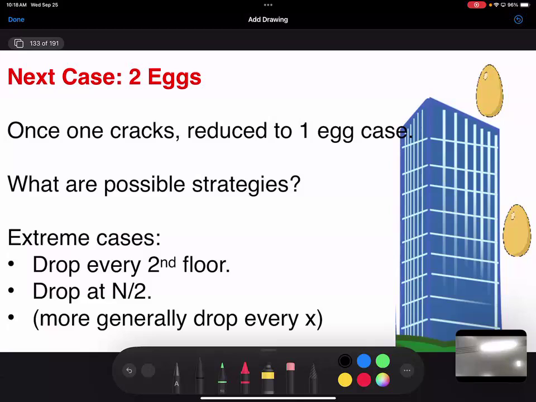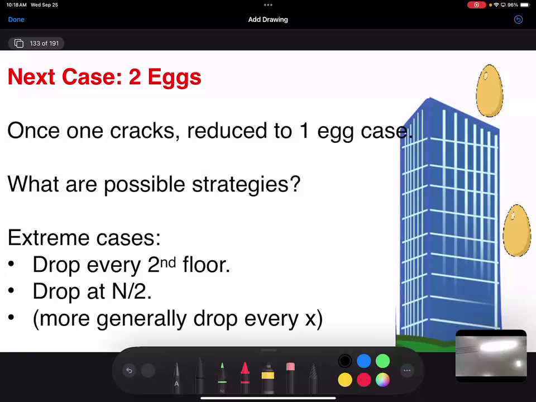What's good about dropping every second floor? Higher likelihood that you keep the eggs alive, and it's very easy to figure out the next one. Good. So once your egg cracks, you really have localized where to go next. What's good about your strategy?